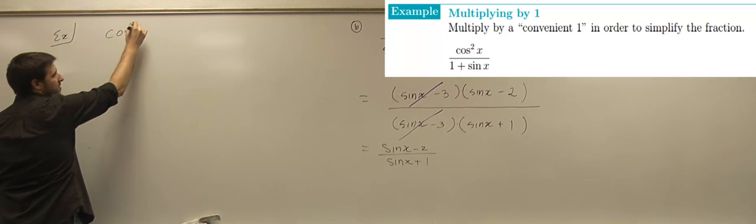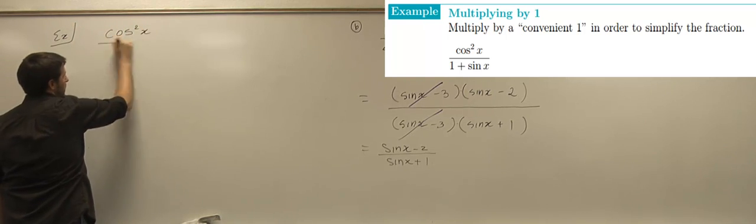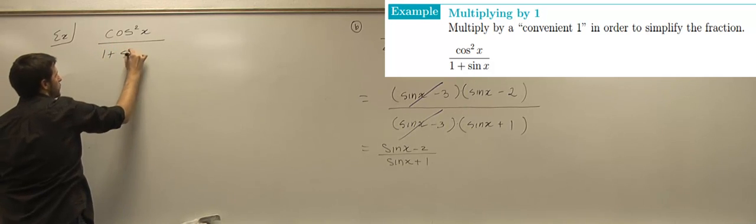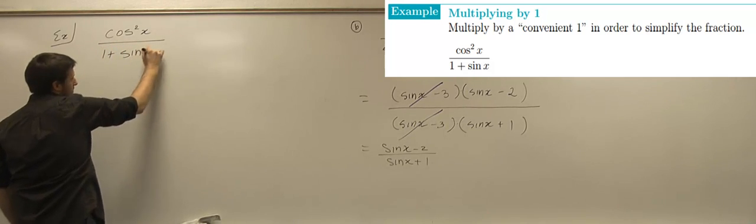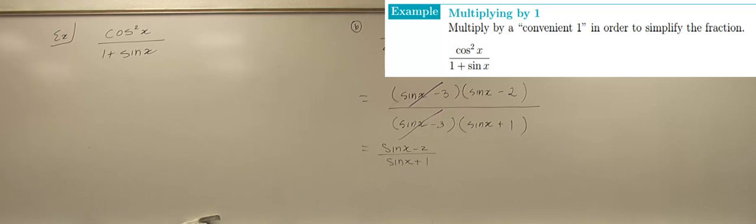Usually the thing you want to multiply by is the conjugate. Not always, but usually. A lot of times.